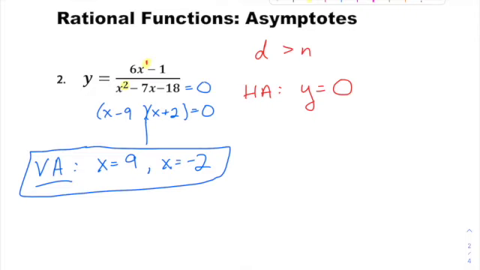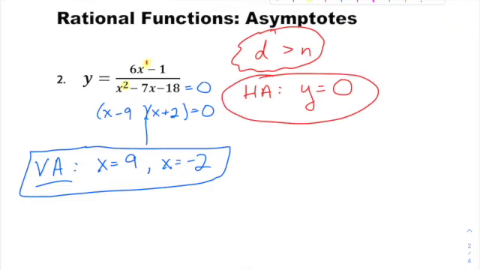Okay, so that was an example where the denominator degree was greater than the numerator for horizontal asymptotes. There are a few different rules. If they're equal, you take the ratio of the coefficients. If the bottom has a greater degree, it's automatically y equals 0.